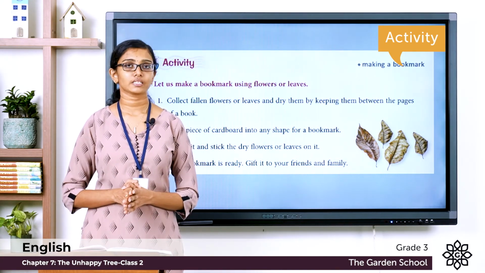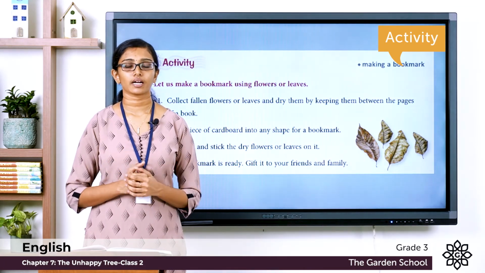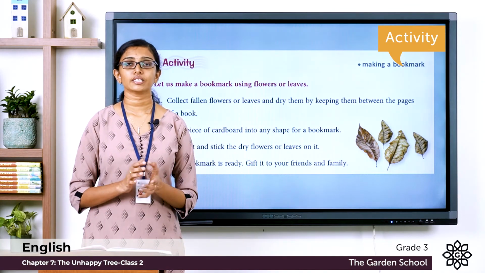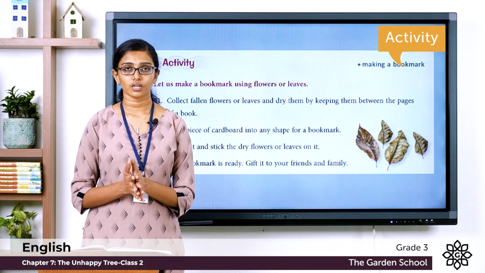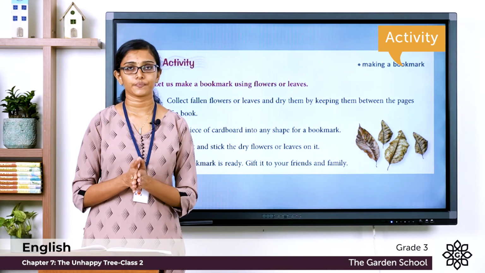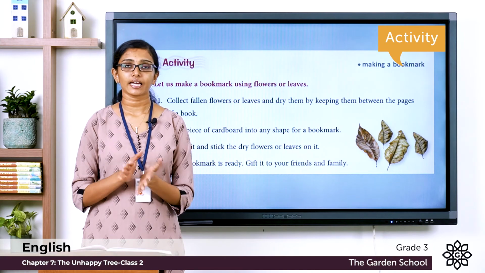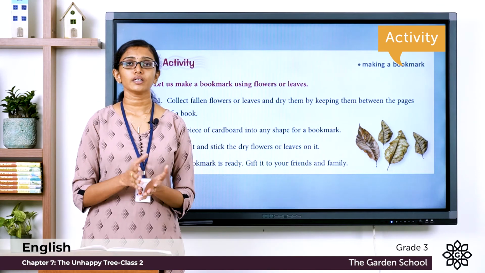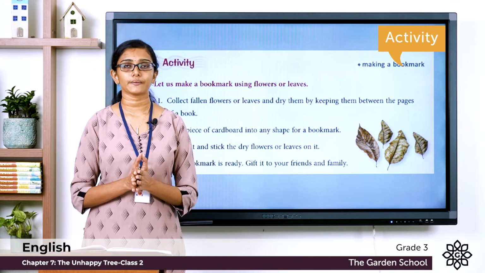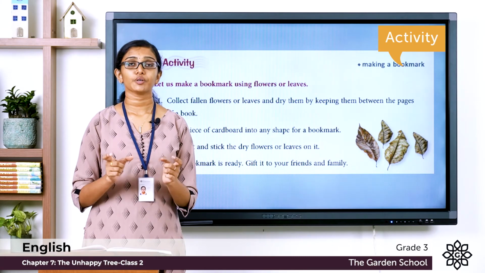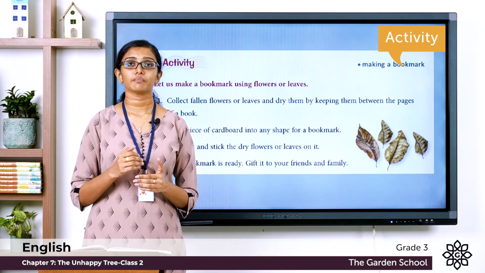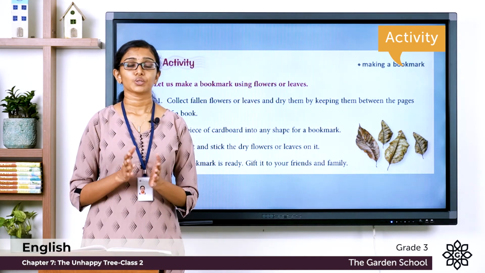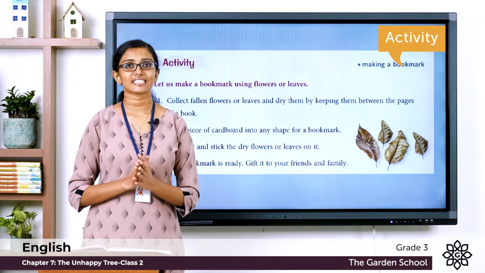So this is a fun activity to make an interesting bookmark. So what you have to do, you have to collect fallen flowers or dry leaves and then you have to keep them between the pages of a book so that they become flat and thin. And once they become flat and thin and dried out completely, you can stick these flowers or dry leaves on a piece of cardboard of any shape that you like. And then you can color it and now your beautiful bookmark is ready. You can make more and more bookmarks. You can have them for yourself or you can gift it to someone else. So when you make these bookmarks, do take a picture and send us to Teams.